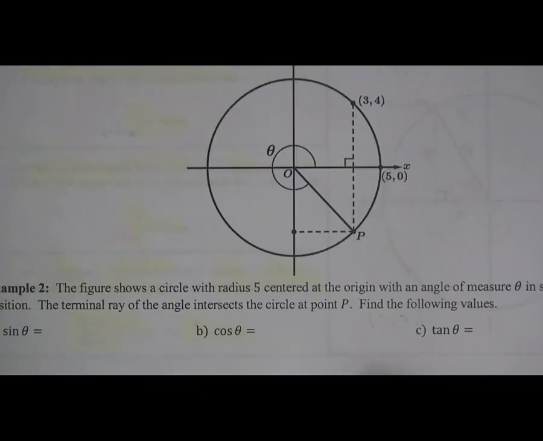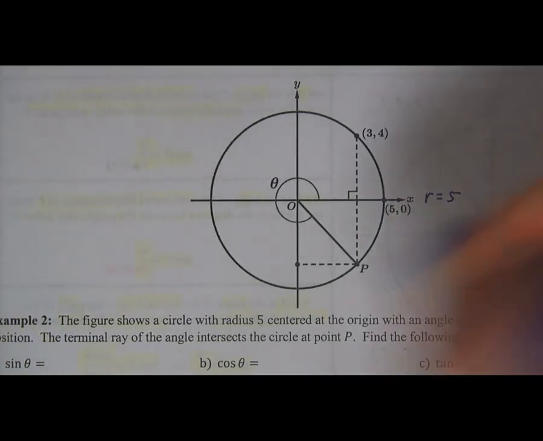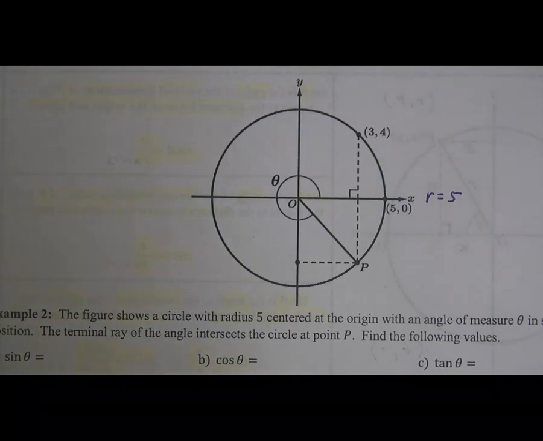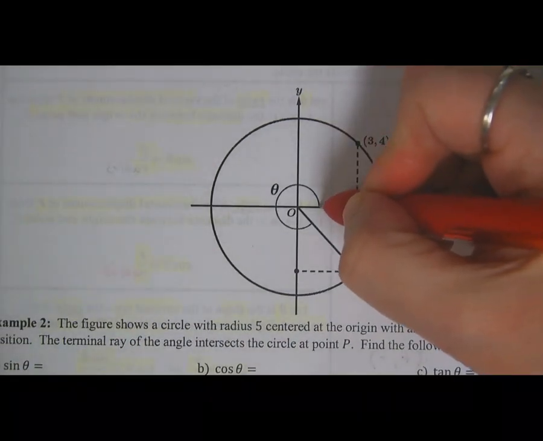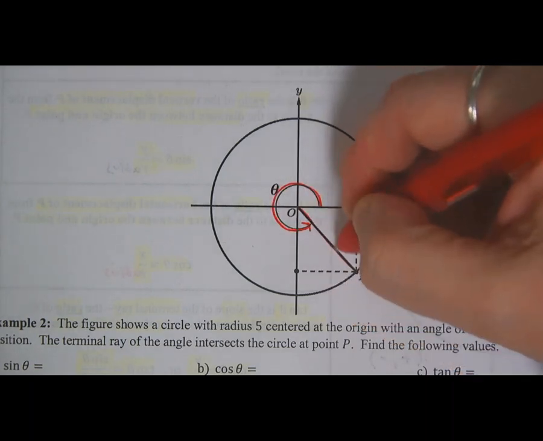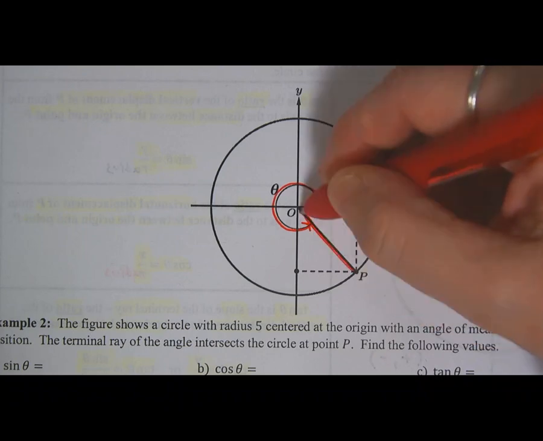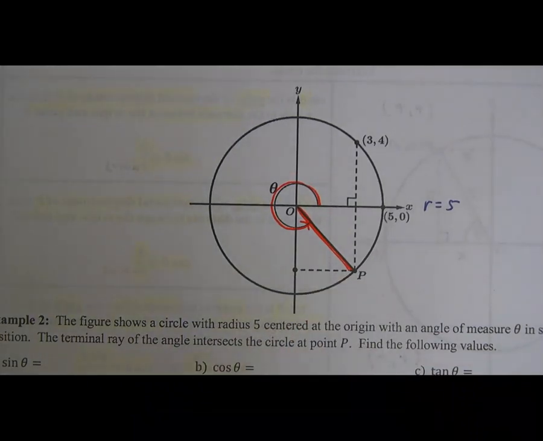Example 2, we've got this picture now. The figure shows a circle with radius of 5. I'll go ahead and just write that down. The radius is 5. It's centered at the origin. An angle of measure theta is in standard position. The terminal ray of the angle intersects the circle at point P. So now, watch what I do with my pen. We've started at the x-axis and we've gone all the way around, and this terminal ray intersects the circle at point P. Find the following values: sine of theta, cosine of theta, tangent of theta.